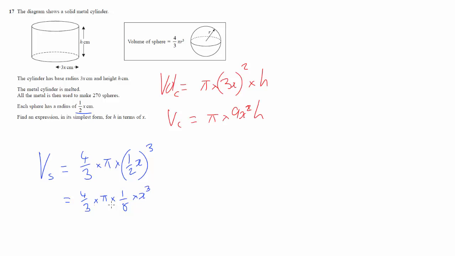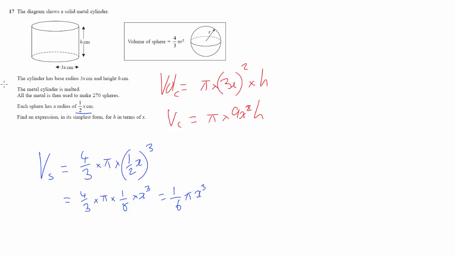Now I'm going to tidy up this half and that. And that's 4 times 1 gets me 4, and 3 times 8 gets me 24, and 4 24ths will actually cancel to be 1/6. I've got a rubber. So I'll put 1/6. So that's 1/6 pi x cubed.